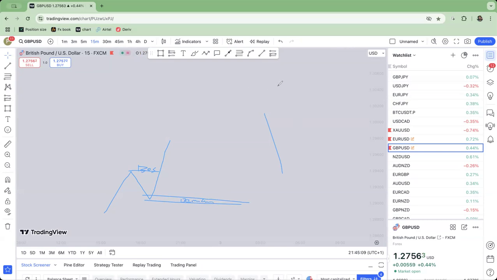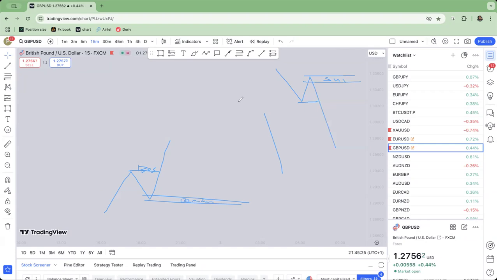Same thing applicable to supply. If we have this supply, market moves up, which is the demand, and then supply breaks below the demand, so we have this to be our supply order block.